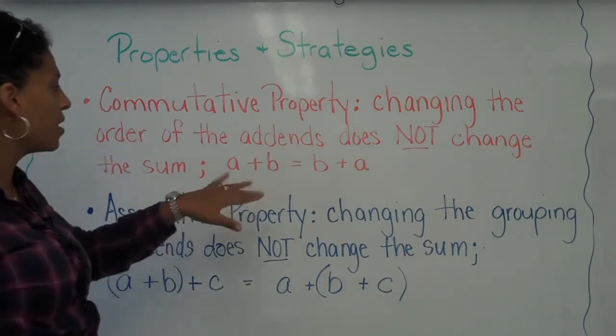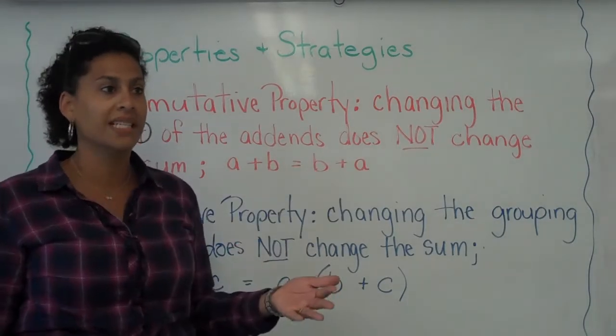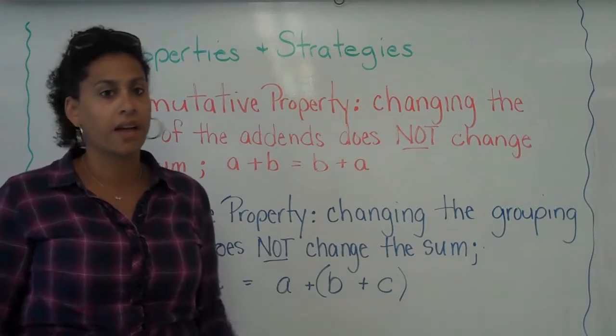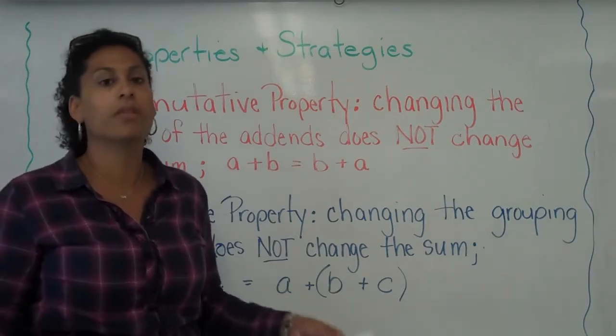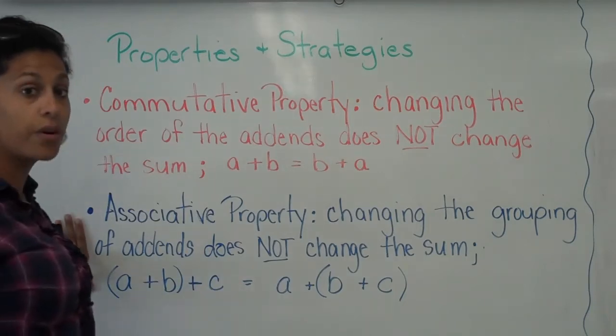Here's an example. We could do A plus B or B plus A. Doesn't matter. So if I did 3 plus 2 equals 5, 2 plus 3 equals 5. It doesn't matter the order of the 2 and the 3, we still get 5 in the end. So that's this one.